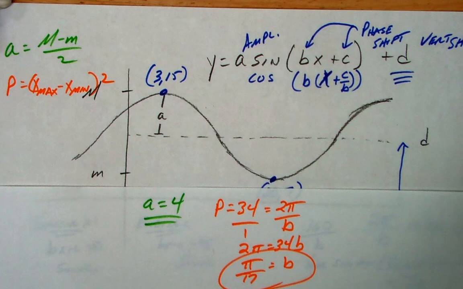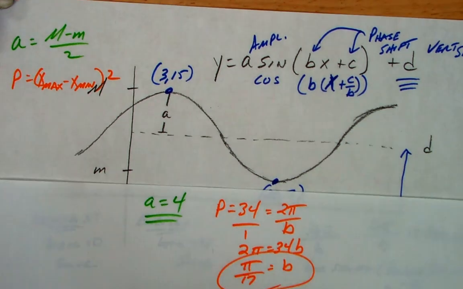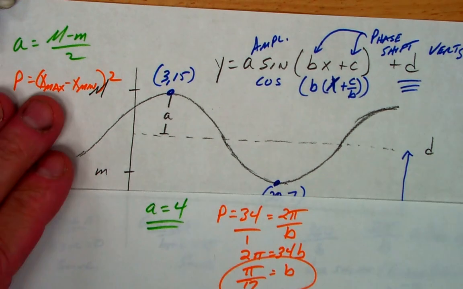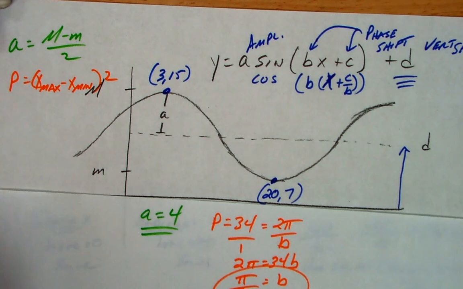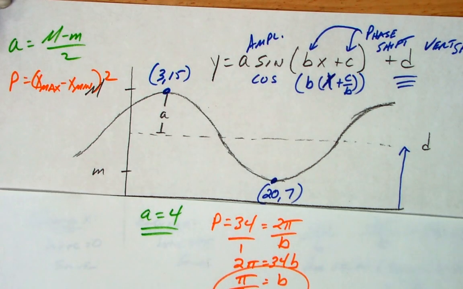Okay? So I know my A, I know my B. What else can I find? All we got to do is 2 things left. I got to find my D and my C.